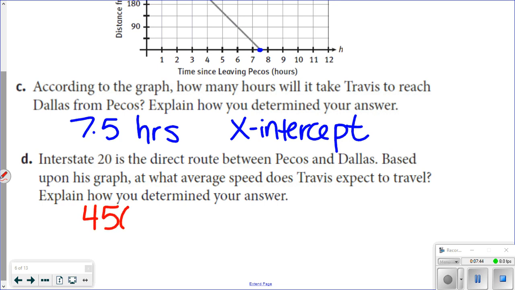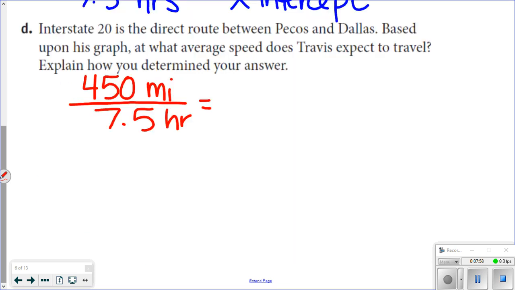So he's driving a total of 450 miles from Pecos to Dallas. And remember, it took him a total of 7.5 hours. So if we divide these two things, we get 60 miles per hour. So that is his average speed, 60 miles per hour. 450 divided by 7.5.